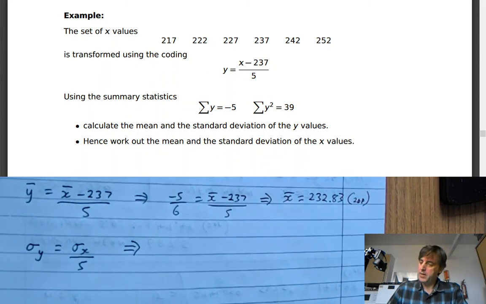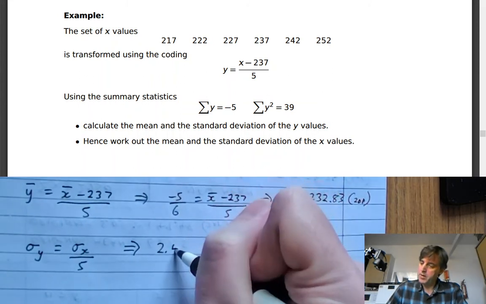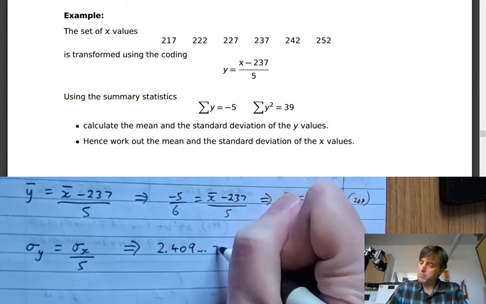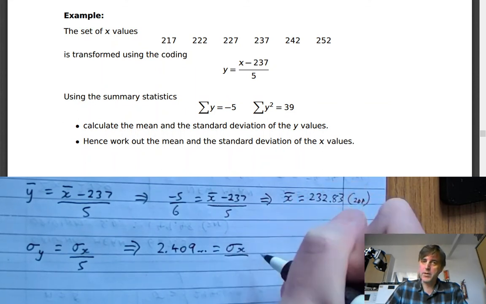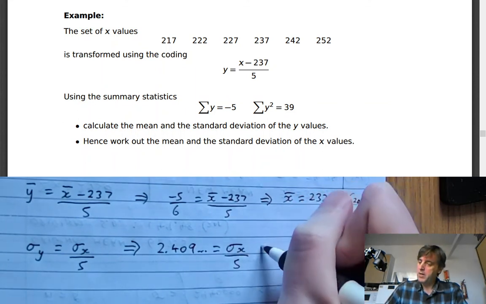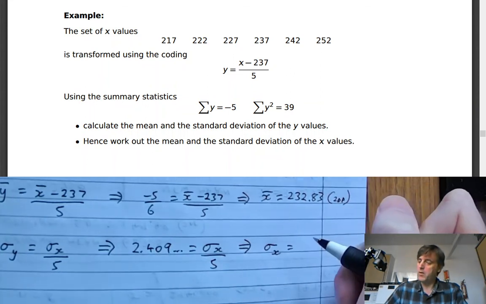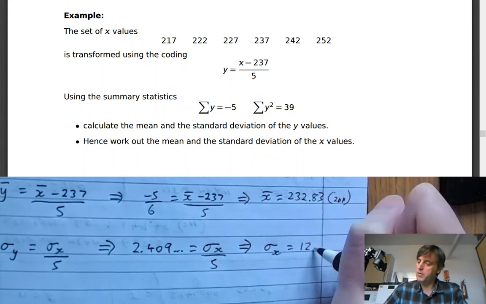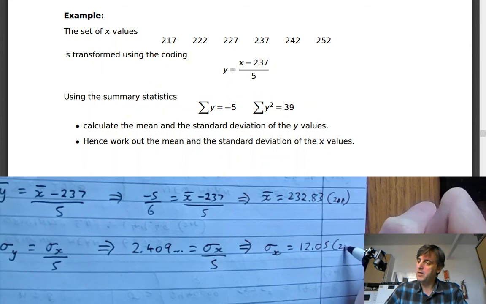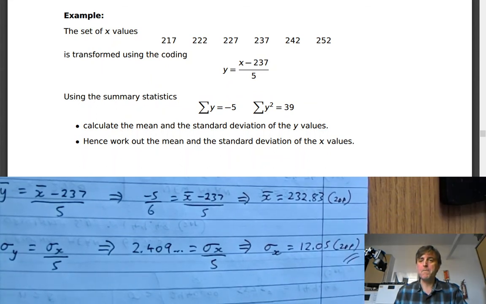So I'll put that in here. So 2.409 is going to equal the standard deviation of the original data divided by 5. And if you just multiply both sides by 5, we end up with the standard deviation of our original data, which happens to be 12.05. And again, I've rounded that to 2 decimal places. Okay, so quite a lot going on there. Please do, again, rewatch that and pause bits and think about it if you need to. But in a second, I'm going to ask you to have a go at one yourself.